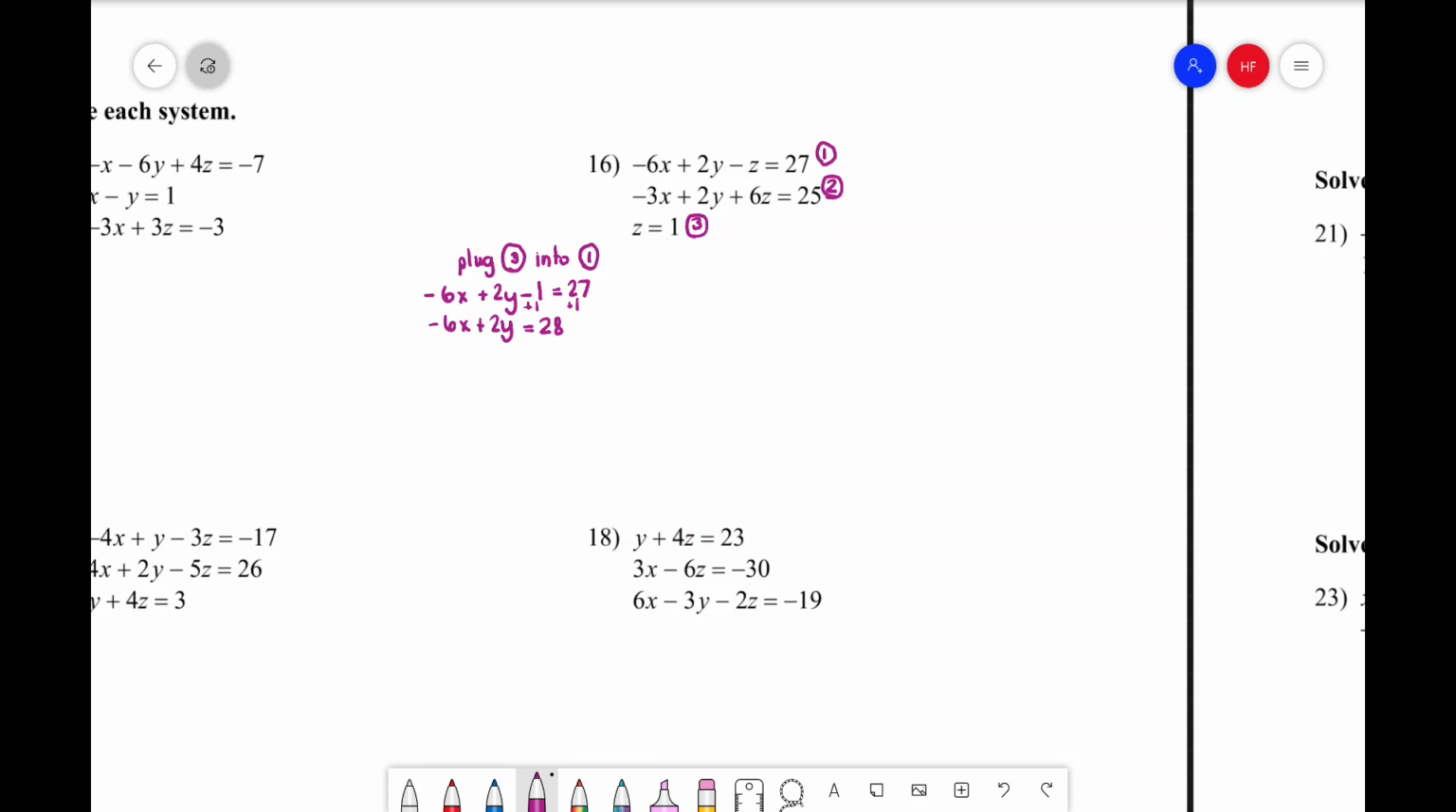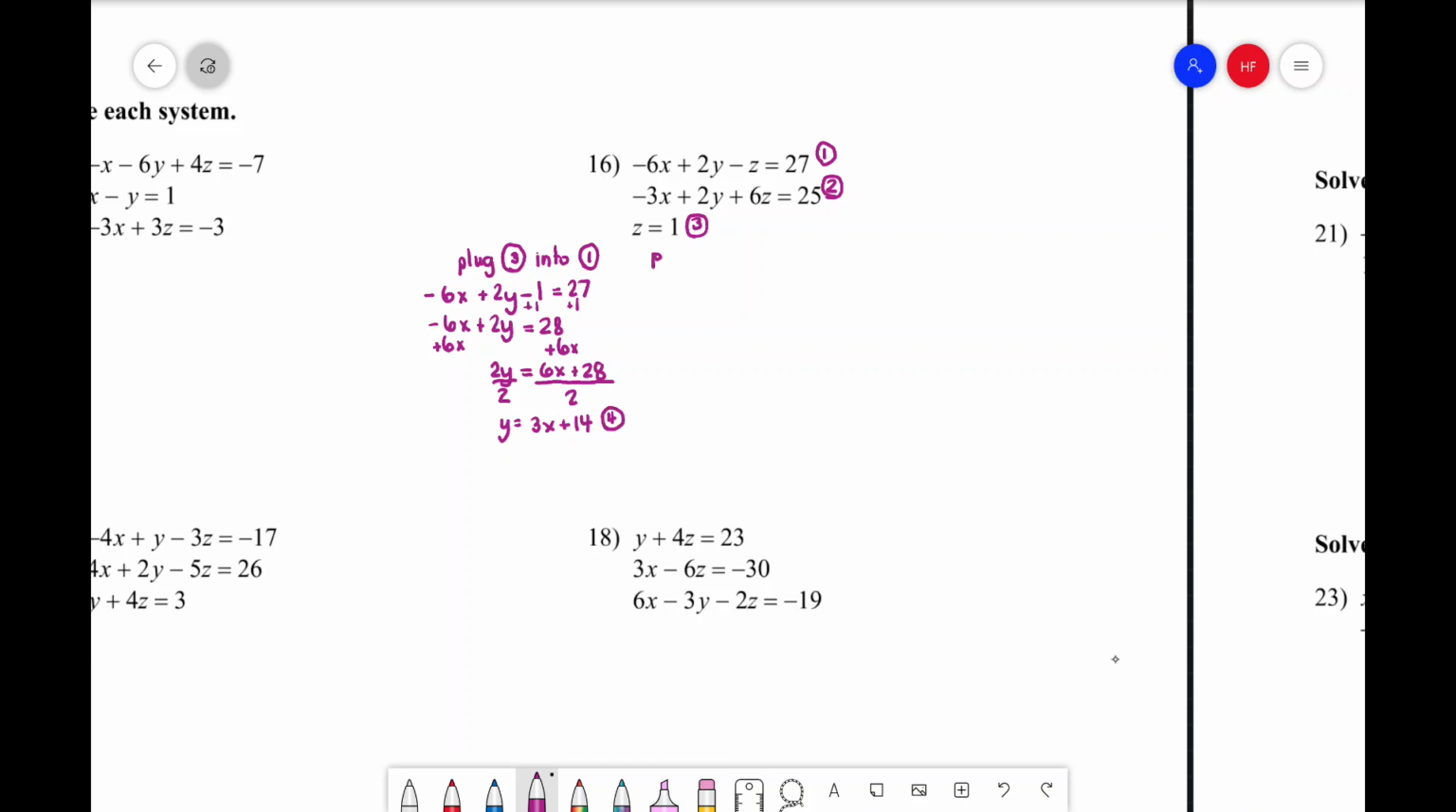We'll solve that for y. So we'll add 6x, and we get 2y equals 6x plus 28. I still need that to be equal to just y, so I'll divide out that 2. Y equals 3x plus 14. So now I have y in terms of x, and I know what z is already, so I'm going to plug this new equation, let's call it 4.